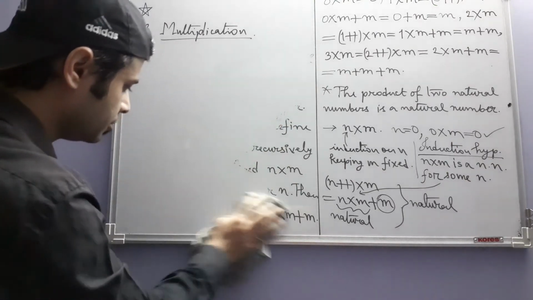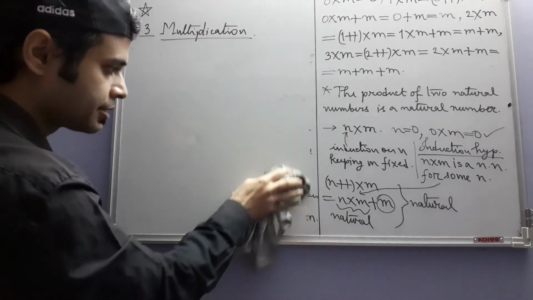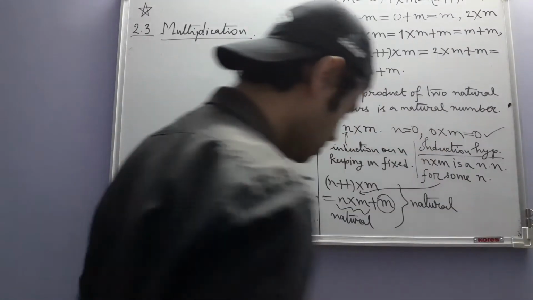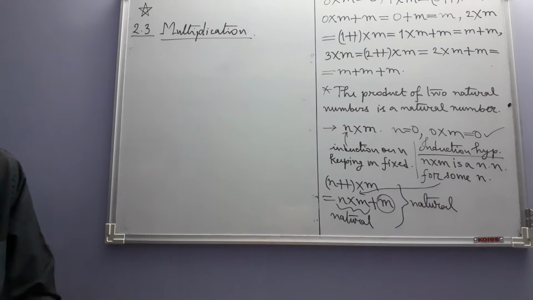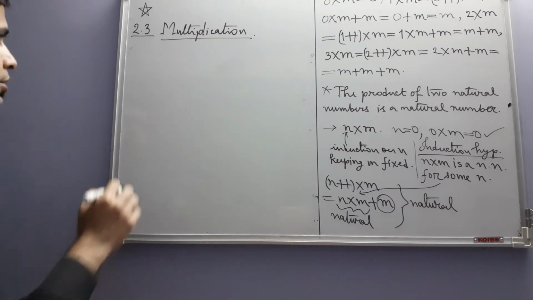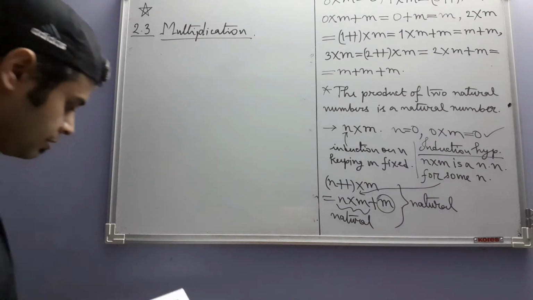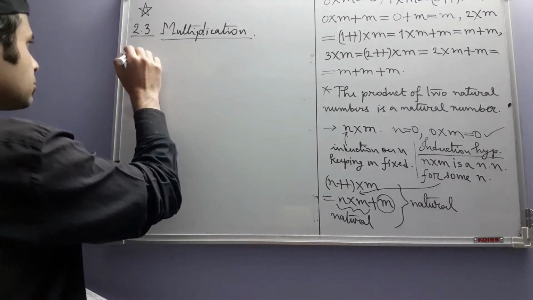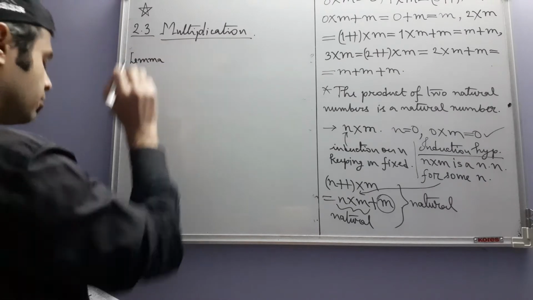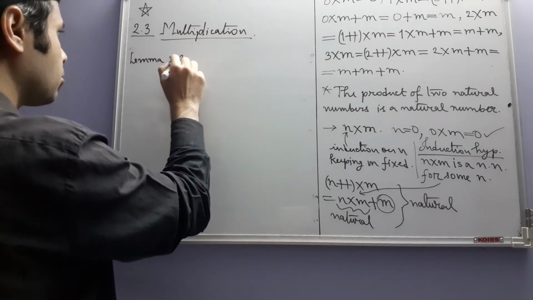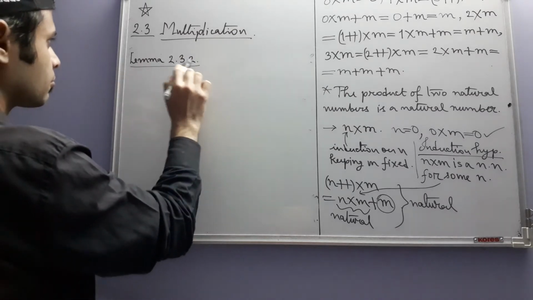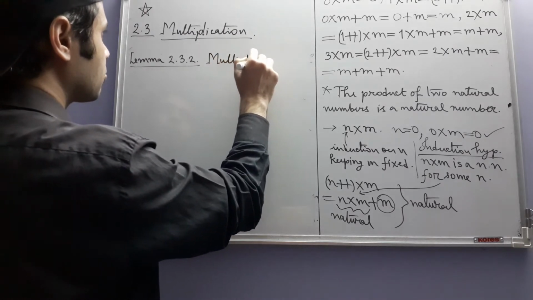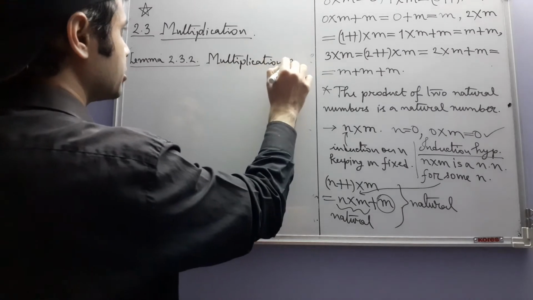We will now move on to the usual properties that we saw in case of addition. Exact properties are also there for multiplication, as you already know. So the first one is commutativity. It appears as a lemma. I should be careful about the numbering of this lemma. Lemma 232. Multiplication is commutative.